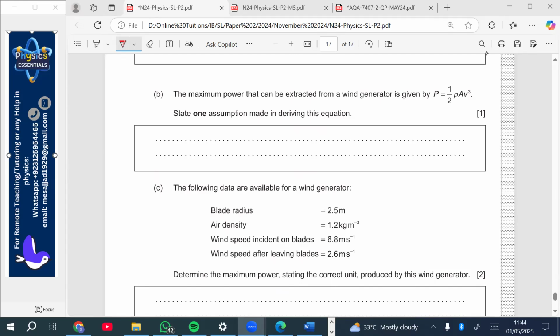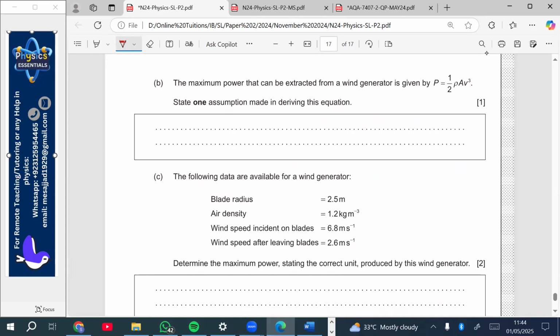The maximum power that can be extracted from the wind generator is given by P equals half rho A V cube. State one assumption made in deriving this equation. So we say that the wind is coming like a laminar flow. Okay, wind flow is laminar, and the air is incompressible. You can also say the wind is incompressible.